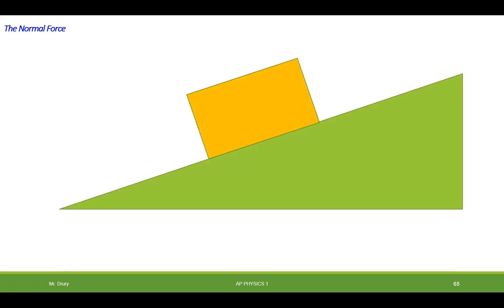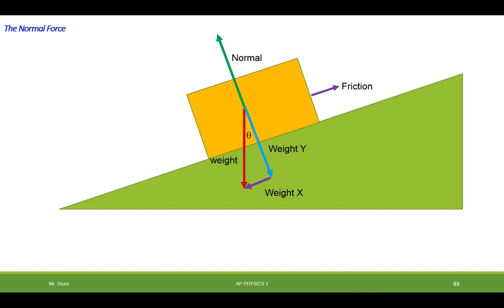Let's look at an object on a ramp, because this is kind of interesting. You have weight acting straight down, and we can break that weight into two components. One acting along the y, so we'll call it weight in the y, and one acting along the x, we'll call it weight in the x. And we know that the weight in the y has to equal the normal force, and we know that the weight in the x is equal to the frictional force. This is assuming that the two are not moving, or moving with a constant velocity.